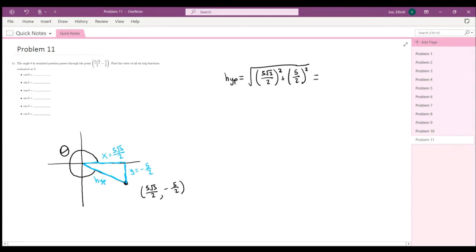All right, so let's simplify this a bit. First, to square this fraction, we will just square everything in the fraction. So it's going to be 5 squared is 25, times the square root of 3 squared, which would just be 3, over 2 squared, which is 4. Likewise over here, 5 halves squared would be 5 squared, which is 25, over 2 squared, which is 4.